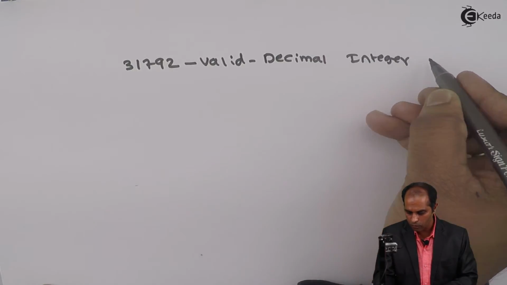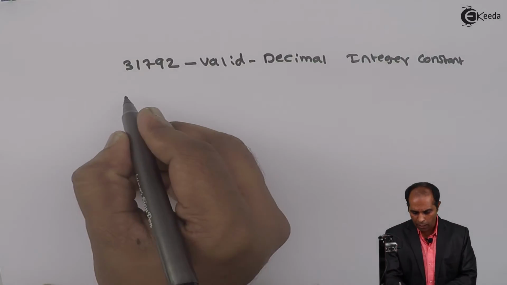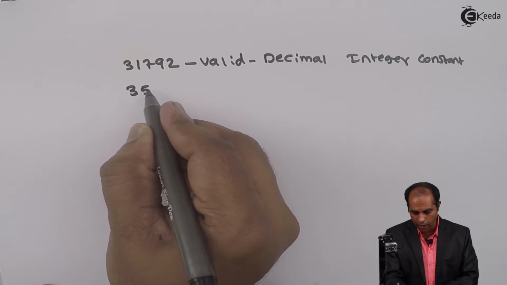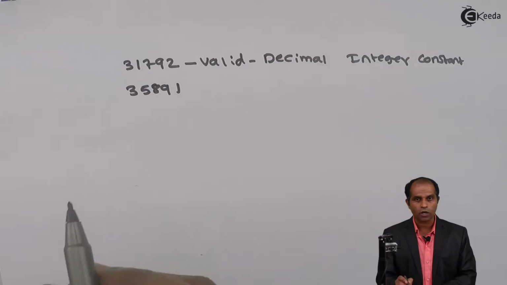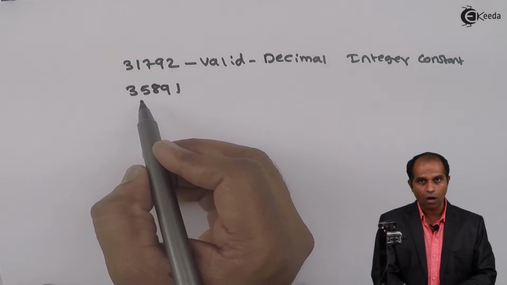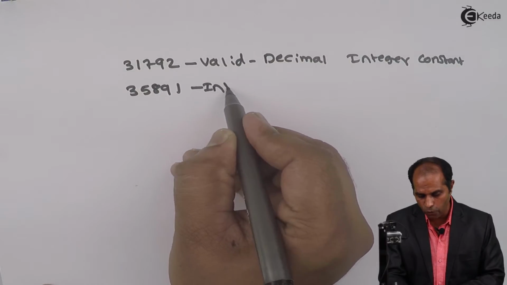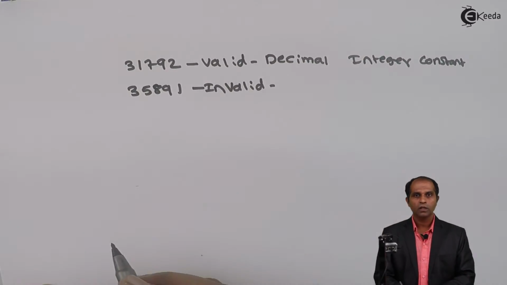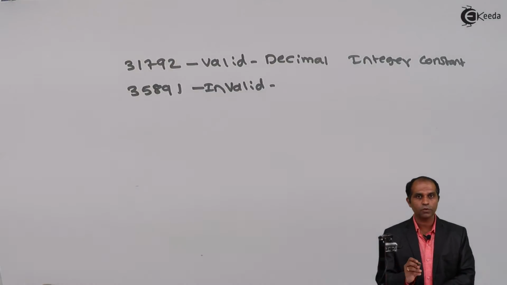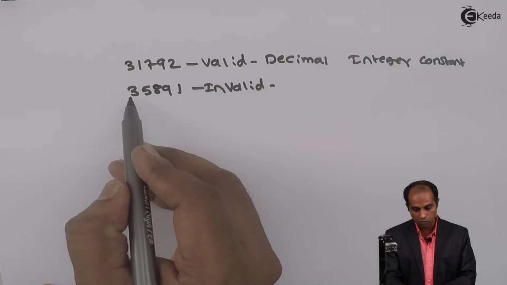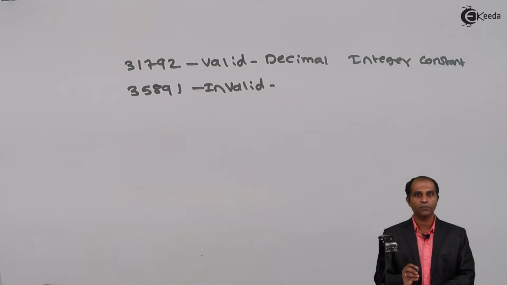To be specific, it is called a valid decimal integer constant. Now, if I write one more number, say 35891, even though it might pass all the rules associated with integer constants, still this is an invalid number. Why is it invalid? It starts with non-zero. Yes. Does it have a sign? Yes, not visible, but a number is positive by default.